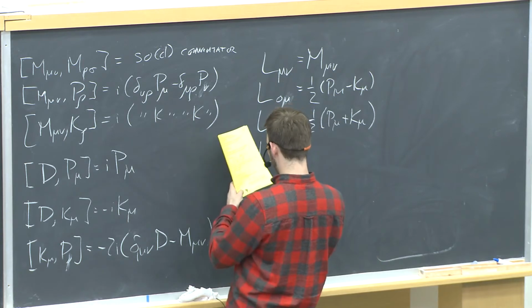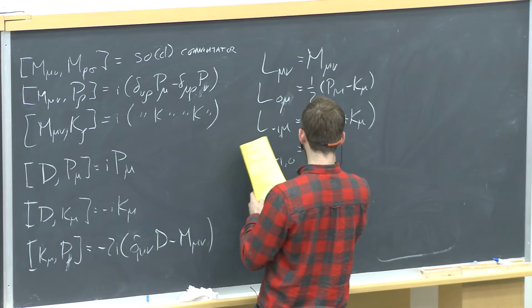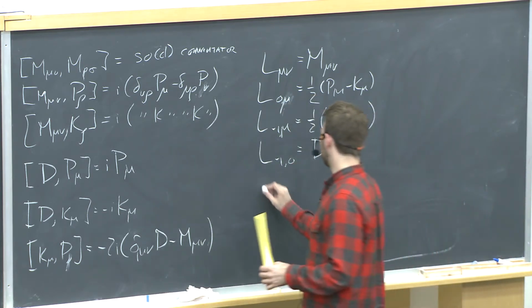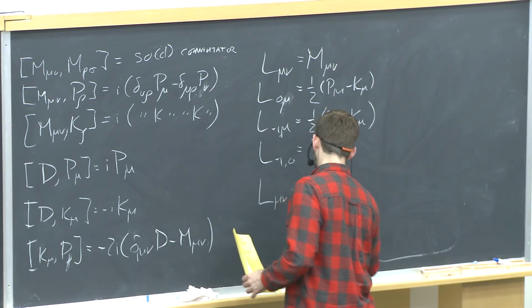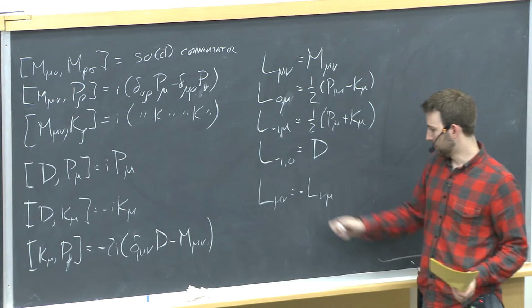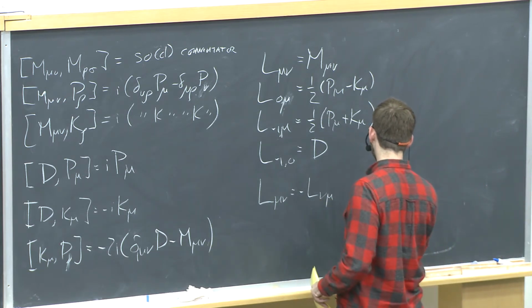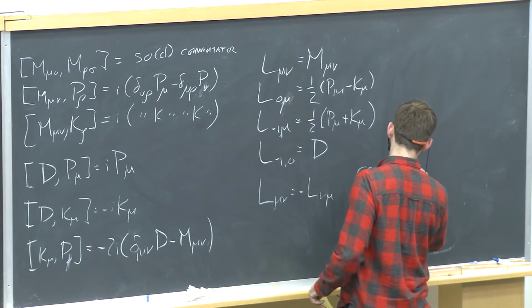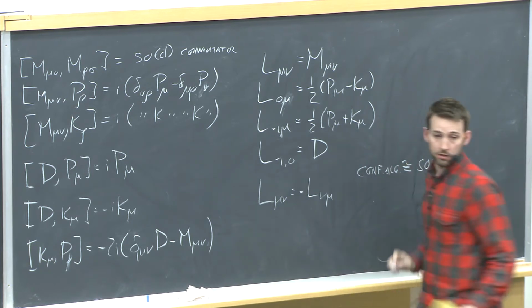And L minus 1, 0 is equal to D. And you define these things to be antisymmetric. So you've defined all of them. Then these things generate the conformal algebra, which can now be identified as SO(D+1, 1).